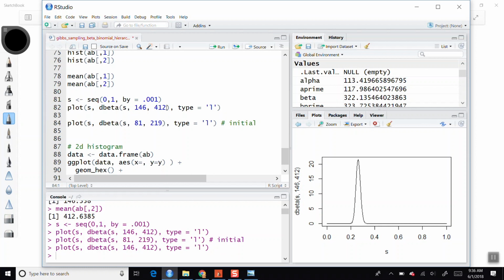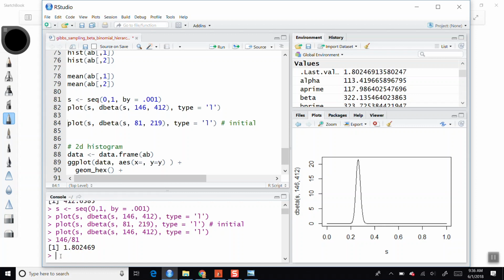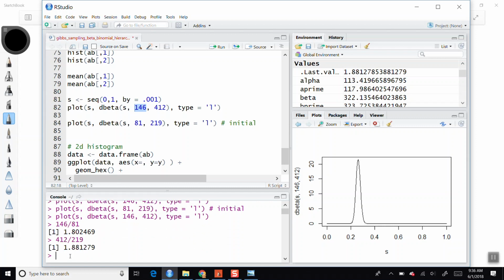Basically it tells us that if we were going to create a prior distribution on the data, we can be pretty confident. Interestingly enough, if we do 146 divided by 81, the number we estimated for alpha is about 1.8 times bigger. And 412 divided by 219 is 1.88. I don't want to say these are estimated, because these are just point estimates, and a full Bayesian approach gives us the distribution. But the point estimates we've got are almost proportional to the values that we selected in our prior distribution.